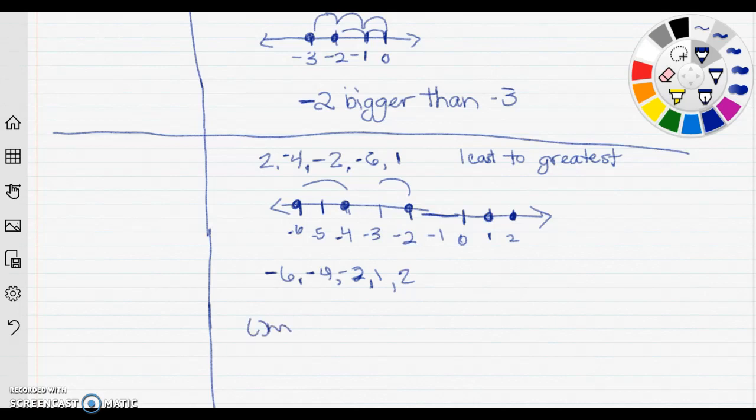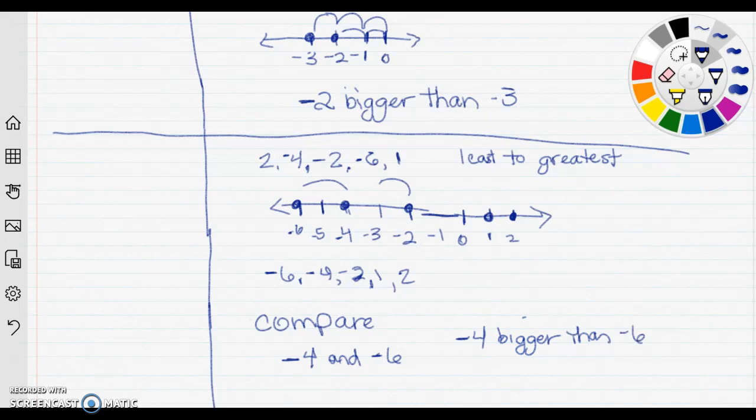Now I want to compare -4 and -6. Okay, which one's bigger? All right, -4 is closer to 0, so -4 is bigger than -6. All right, so hopefully this all makes sense to you.